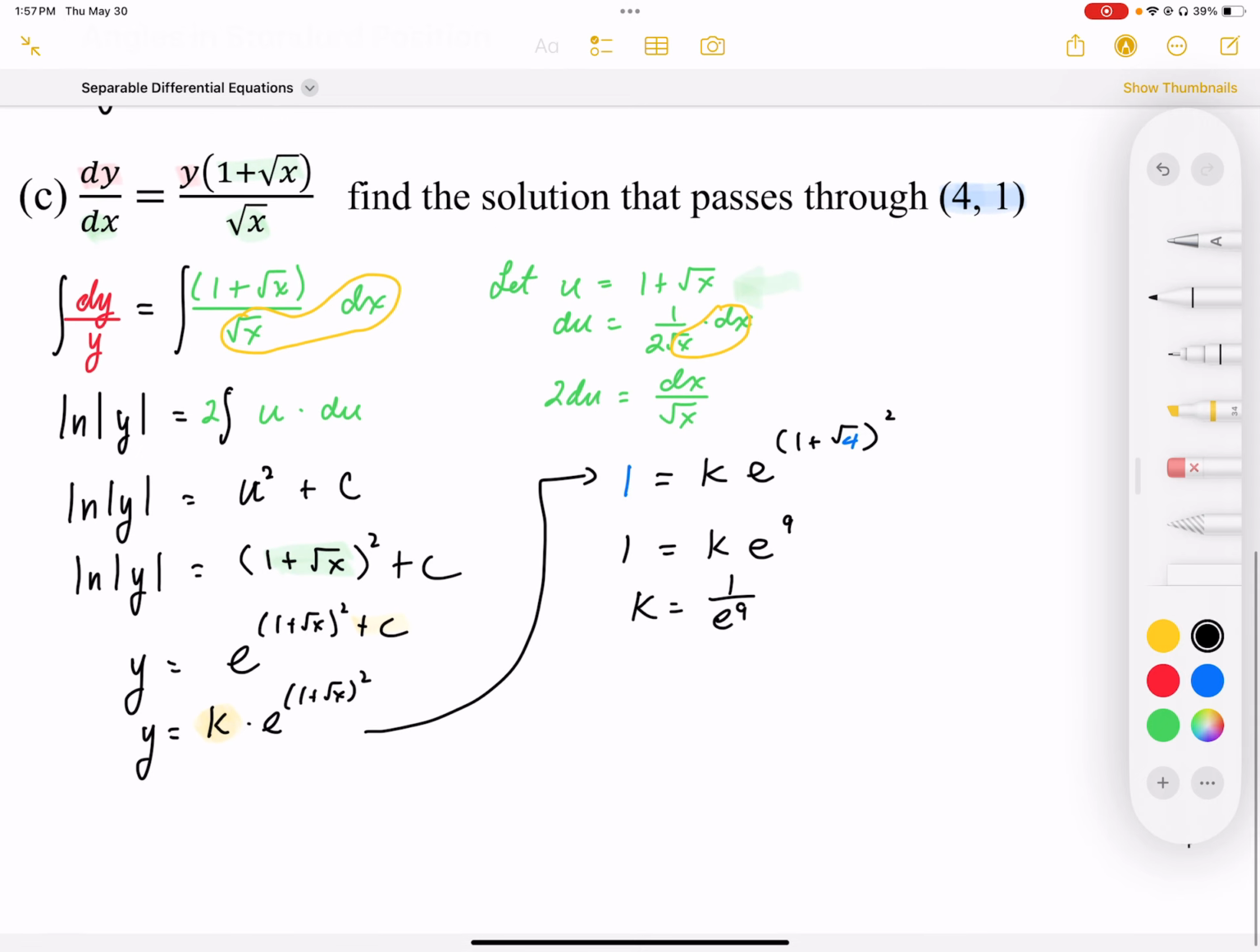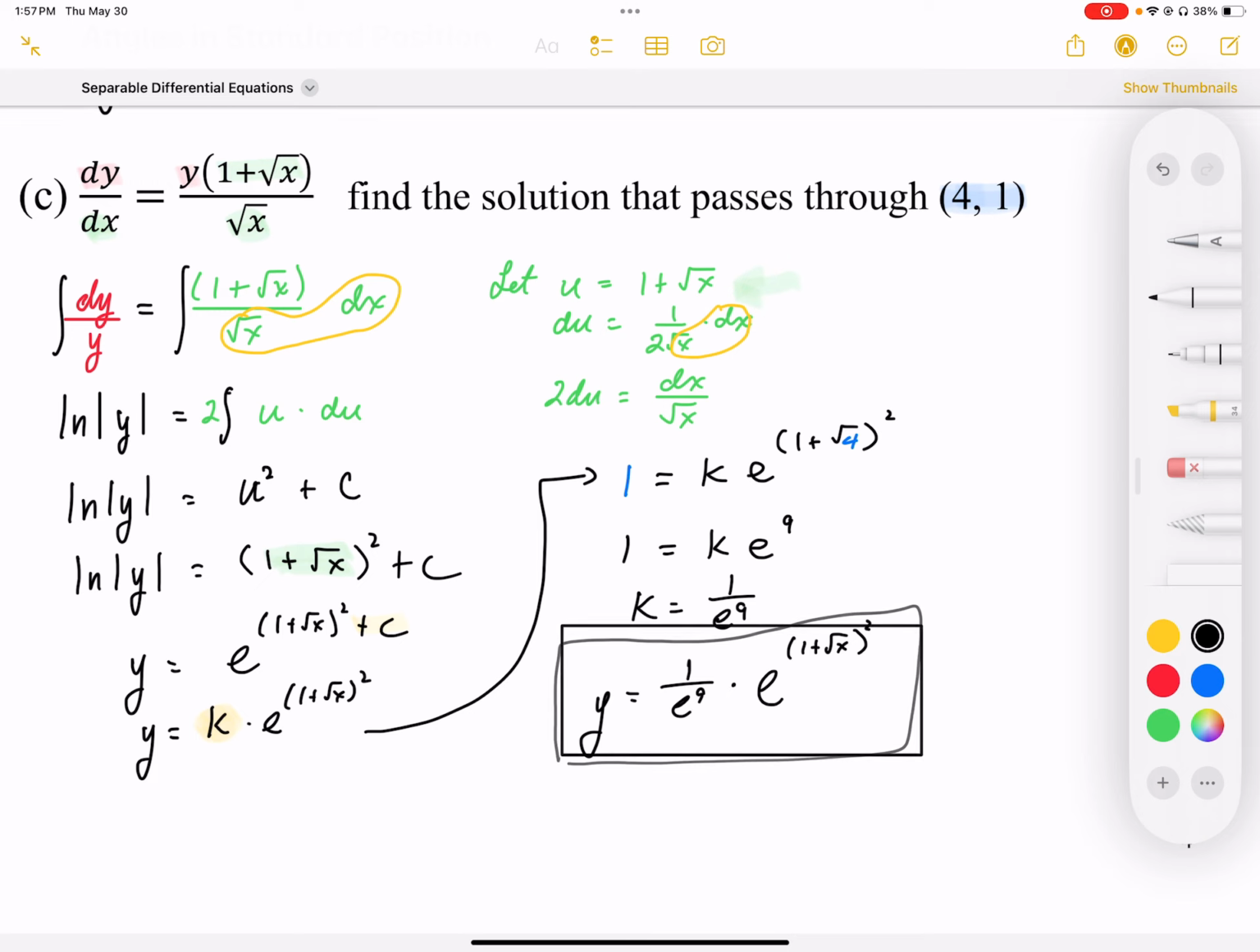So the solution of this differential equation that passes through the point 4, 1 is y equals 1 over e to the 9 times e to the 1 plus square root x all squared. So there is the solution to my differential equation, and this solution passes through that specific point 4 and 1.